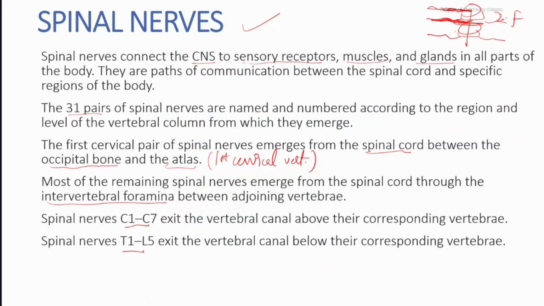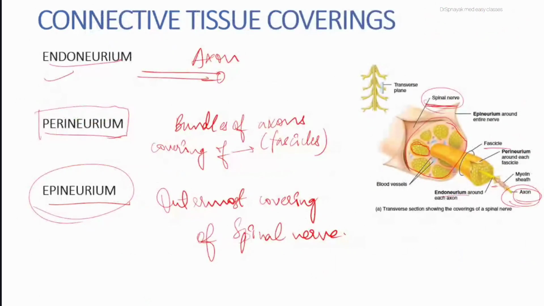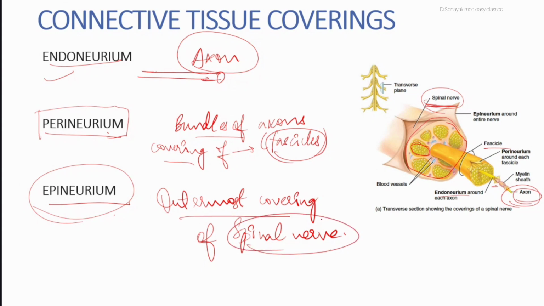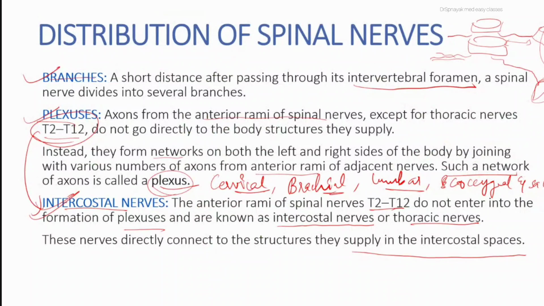We learned about the spinal nerves. They connect the central nervous system to sensory receptors, muscles, and glands. And the first cervical pair exists between the occipital bone and atlas, and there are 31 pairs of spinal nerves. Then we learned about the connective tissue coverings of these spinal nerves. There are three coverings: the endoneurium, perineurium, and epineurium. Endoneurium covers a single axon. The perineurium covers the bundle of axons, also known as fascicles, and the epineurium is the outermost covering, which covers the whole spinal nerve.